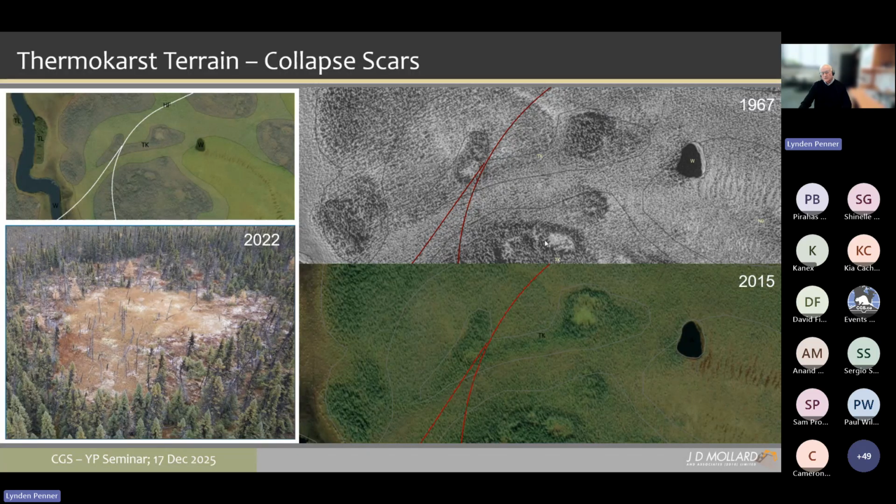You can see other features where there's been what I would interpret to be a collapse scar visible in 1967, and of course there's still some evidence of that now. So it's an area near the southern margin of the isolated permafrost zone. Evidence that there has been permafrost degradation, and some uncertainty though as to whether any permafrost still remains. And I'll come back to that in one of the case studies at the end.